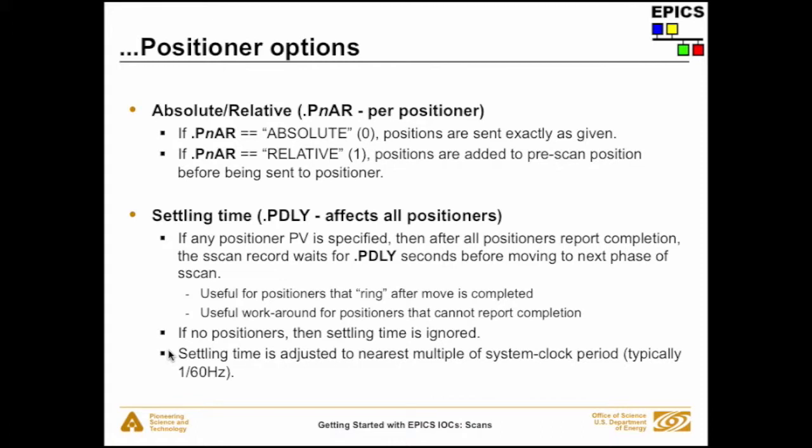Absolute versus relative is probably pretty obvious. Positions are sent exactly as given, or relative to the pre-scanned position. The settling time affects all the positioners, and what it does is wait until all the positioners have said that they're done, and then it waits for the delay time, and then it moves on to triggering detectors. If there aren't any positioners, then that delay time is not used at all.